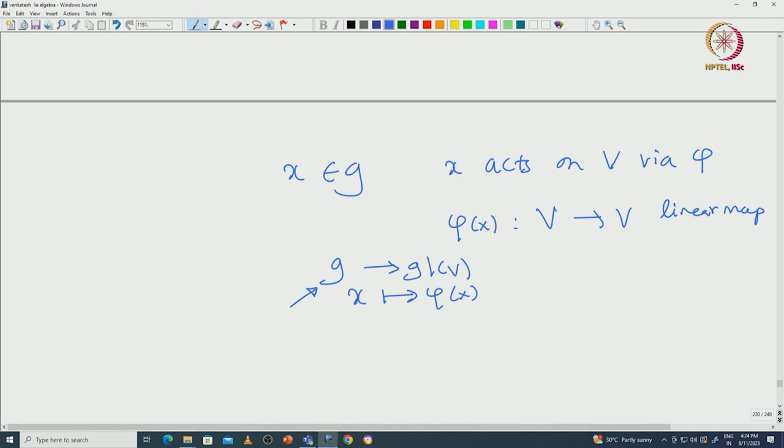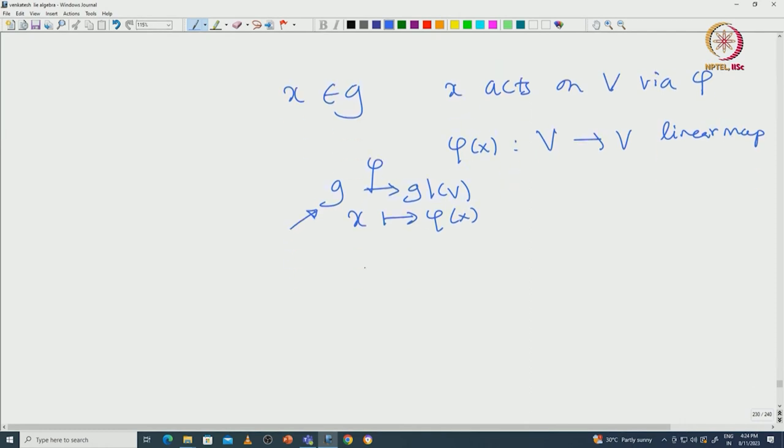So, that means this x goes to phi of x must be first of all a linear map, as well as preserving this Lie algebra structure. So, it must be a Lie algebra homomorphism. Okay. That is why you demand this phi to be a Lie algebra homomorphism, so that the algebraic structure is preserved on both sides. So, each x acts on V. In particular we can talk about x acting on V. Okay. Simply this means, we use this shorthand notation, either x of v or x v, which just denotes what phi of x does on v.